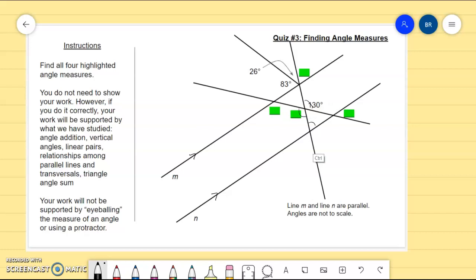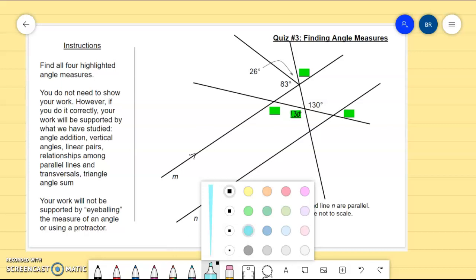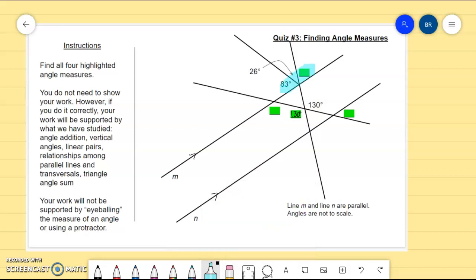So, what's the easiest? Well, probably the easiest to start with is that one because it's vertical to the other one. And then I want you to notice that up here we have 3 angles that form a straight line. So the sum of those angles will have to be 180. I'm going to call the missing one x, and I know that 26 plus 83 plus x equals 180.